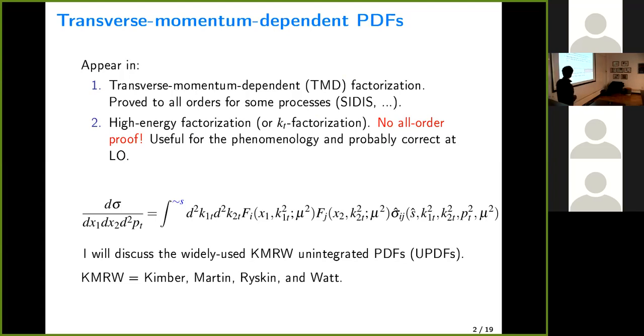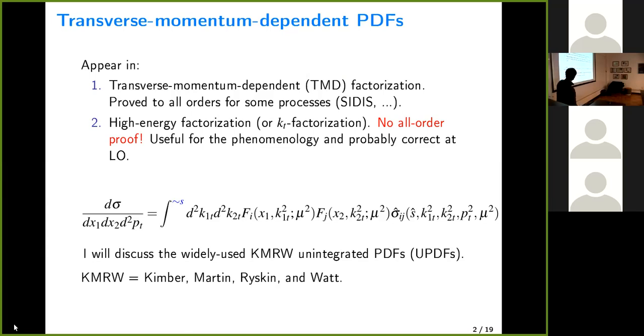Okay, and in the case of the high energy factorization, these transverse momentum PDFs are sometimes called unintegrated PDFs. So I prefer to use this terminology in order to avoid confusion with TMD factorization, which is not the same.